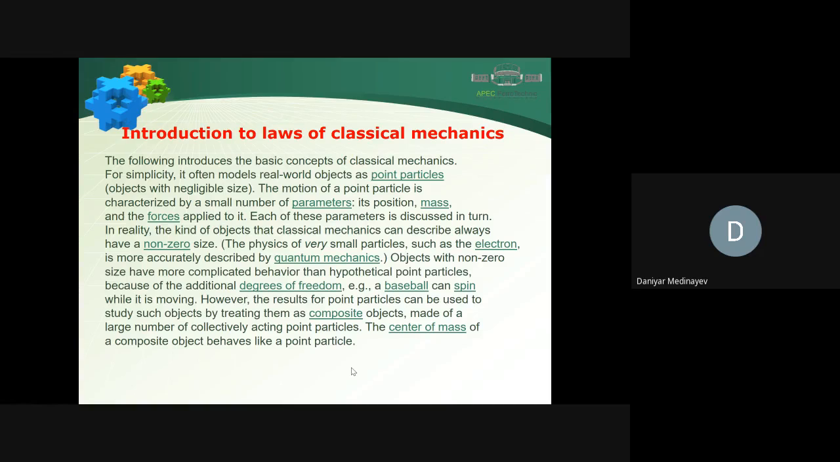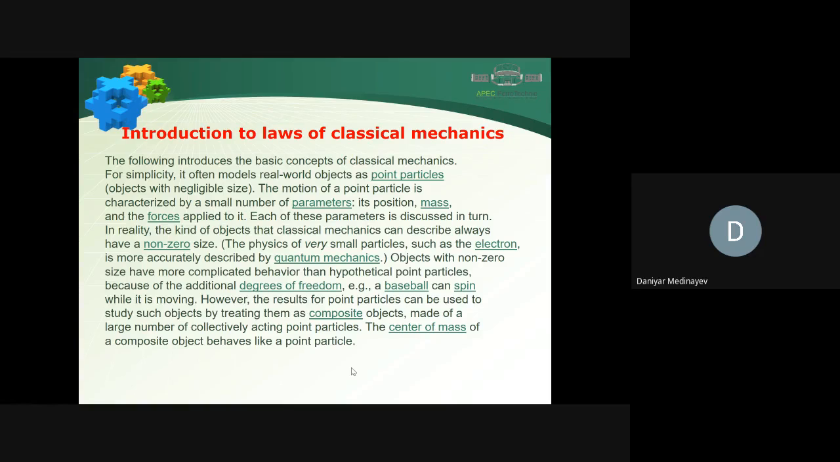Each of these parameters is discussed in turn. In fact, the kind of objects that classical mechanics can describe always have non-zero size. The physics of very small particles, such as the electron, is more accurately described by quantum mechanics. Objects with non-zero size have a more complicated behavior than hypothetical point particles because of the additional degrees of freedom. For example, a baseball can spin while it's moving.